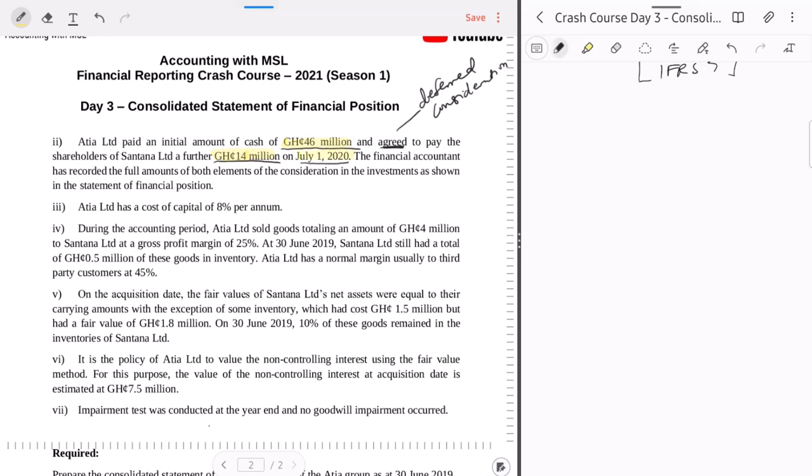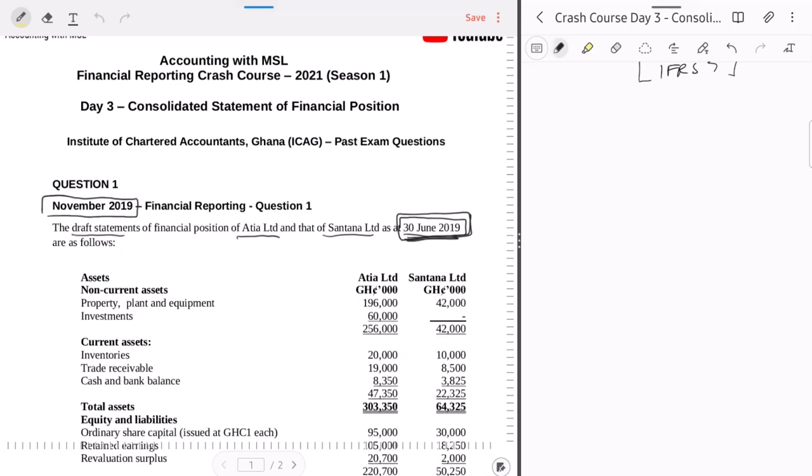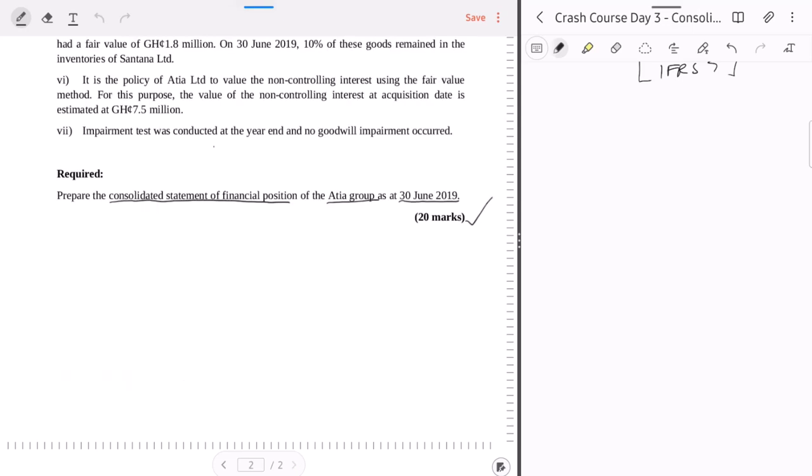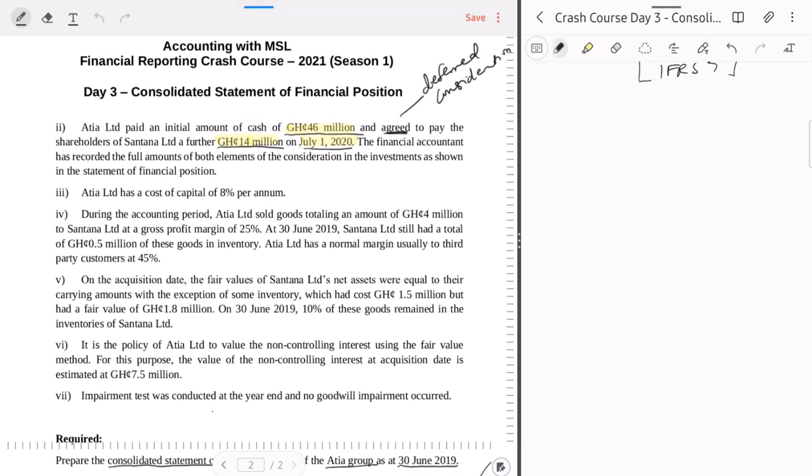The question is, ask yourself, how many years ago or how many years into the future is this? Let's go back to note one. When did they acquire the subsidiary? Watch here carefully. They said what? On 1st July 2018, they acquired the company. So if they bought the company on 1st July 2018, and they said they will pay them July 2020, that is what? 2 years, right? So they have promised to make another payment 2 years into the future. So our deferred consideration will have a time period or a time value of 2 years, which we'll use in the discounting, right? But don't worry, I'll teach you when we get there.